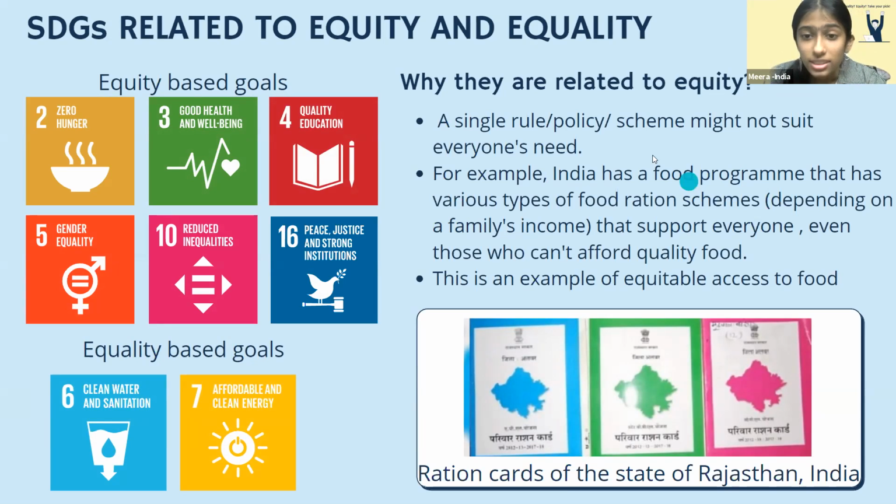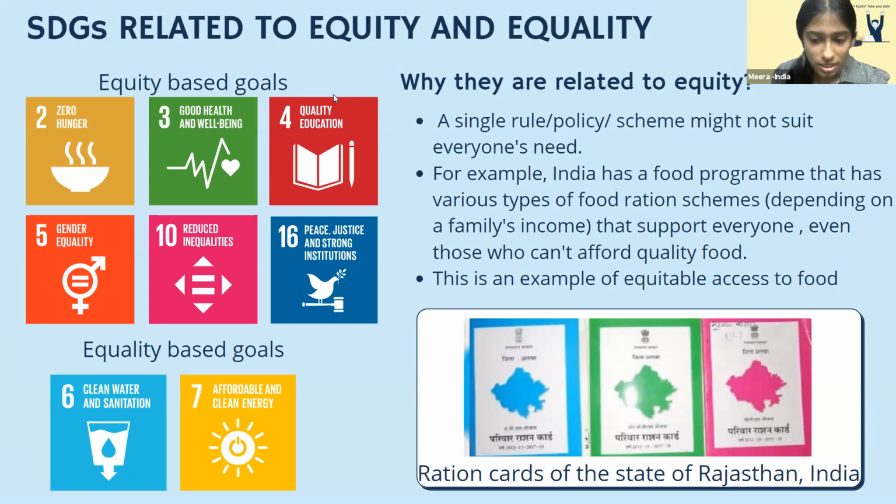Well, let's see. A single rule or policy might not suit everybody's need. For example, in India, where I live, the government has a food program that has various types of food ration schemes, depending on a family's income that supports everyone, even those who can't afford quality food. And this is an example of equitable access to food.